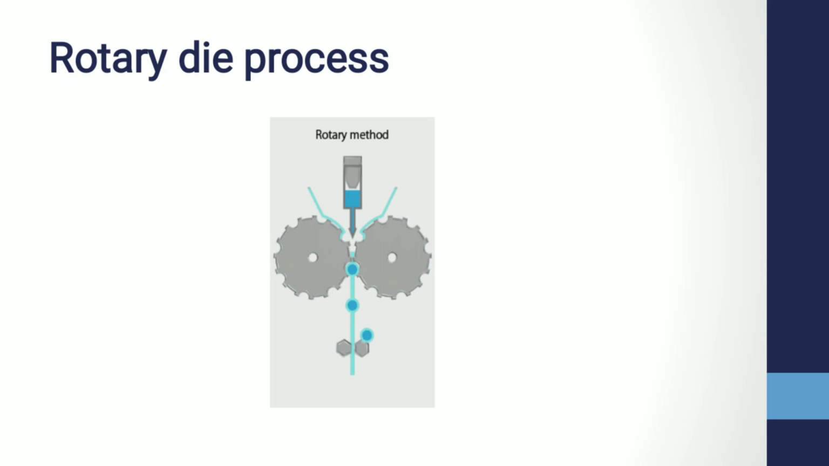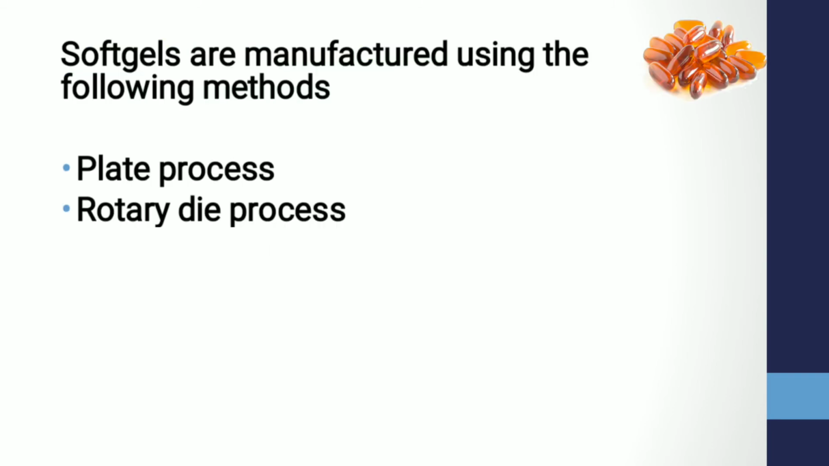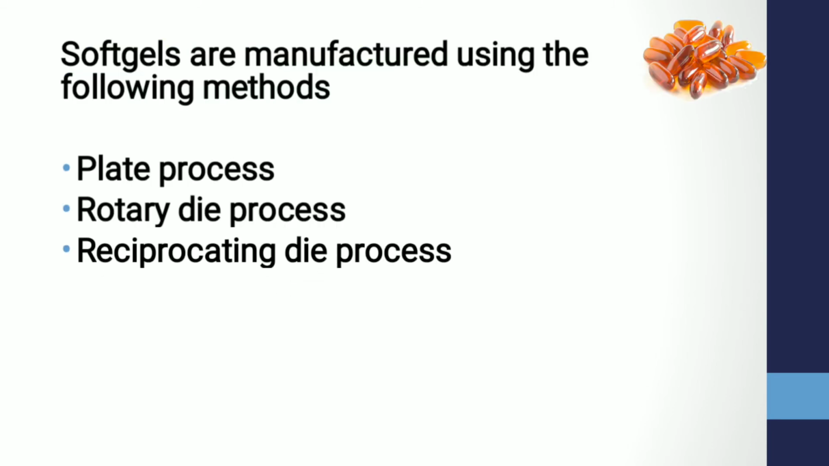Then the next one is the reciprocating die process. Again, this is a continuous soft gelatin processing technology. This process is very similar to the rotary process, in that ribbons of gelatin are formed and used to encapsulate the fill, but it differs in the actual encapsulation process. The gelatin ribbons are fed between a set of vertical dies that continuously open and close to form a row of pockets in the gelatin ribbon.